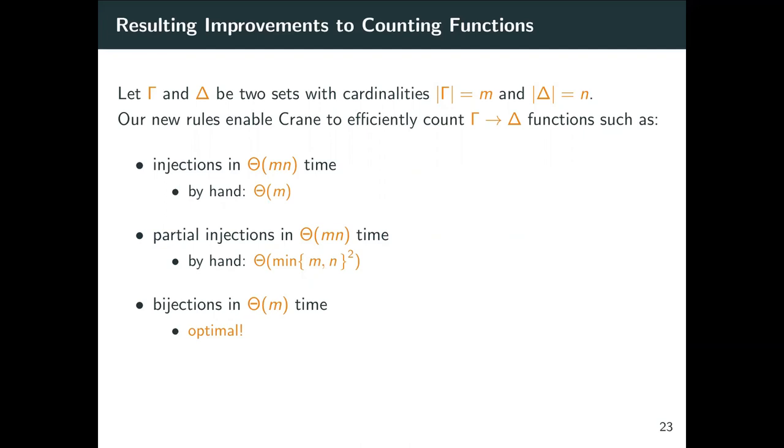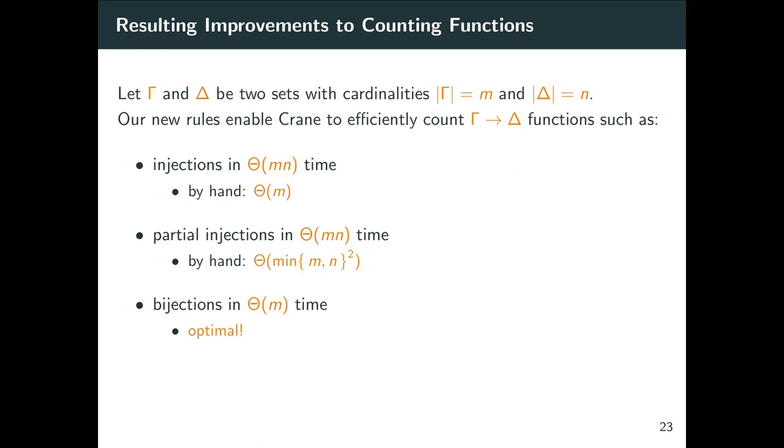So we mainly tested this approach with function counting problems. Here in particular, I listed function counting problems between two different domains. Some of those ForcLift could already handle. Others, here I listed the ones that were not possible before: mainly injections, partial injections, and bijections. So with injections, we're able to do them in theta of n time.